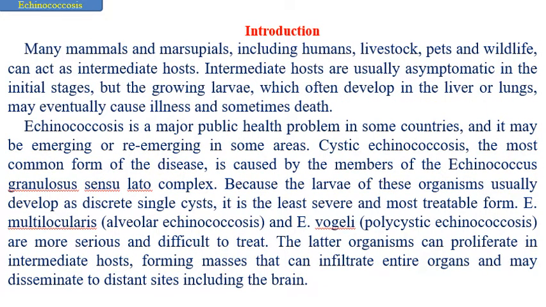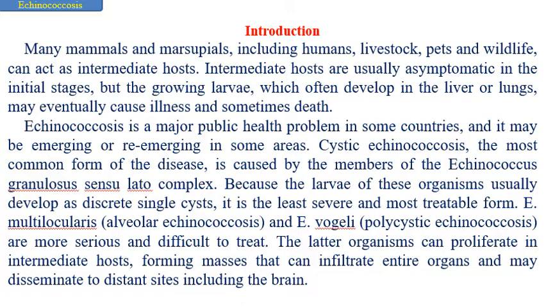Many mammals, marsupials, and including humans, livestock, and pets, wildlife act as intermediate hosts. Intermediate hosts are usually asymptomatic in the initial stages, but the growing larval stages, which often develop in the liver and the lungs, may eventually cause illness and sometimes death. Echinococcosis is a major public health problem in some countries, and it may be emerging and re-emerging in some areas.